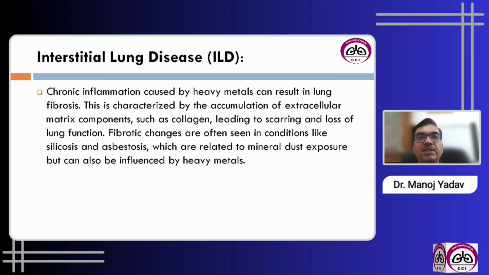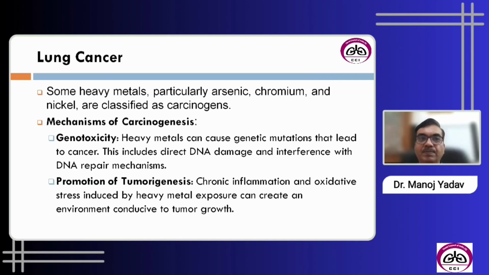Then interstitial lung disease. Chronic inflammation caused by heavy metals can result in lung fibrosis. This is characterized by the accumulation of extracellular matrix components such as collagen, leading to scarring and loss of lung function. Fibrotic changes are often seen in patients with silicosis and asbestosis, which are related to mineral dust exposure, but can also be influenced by heavy metals.